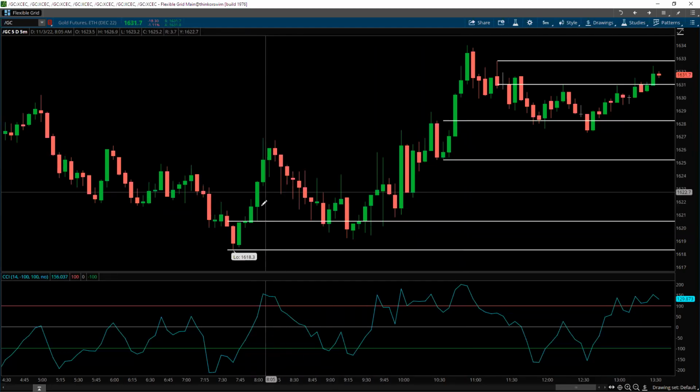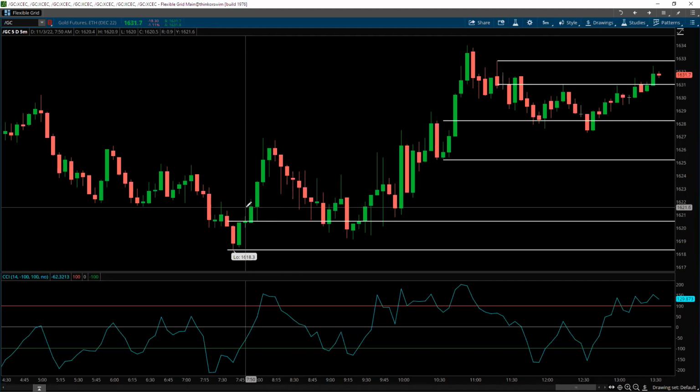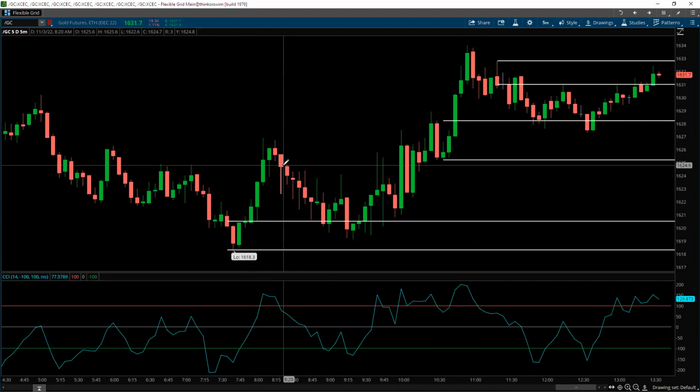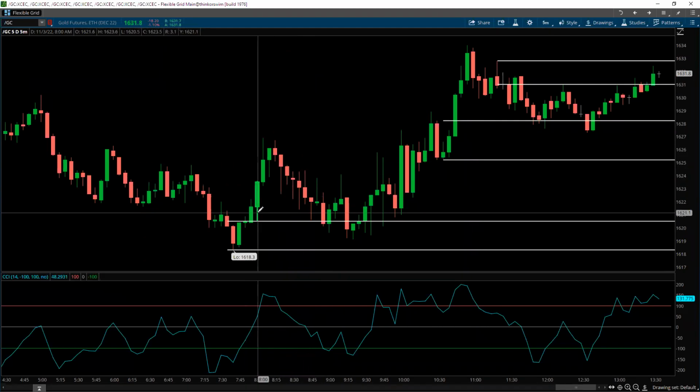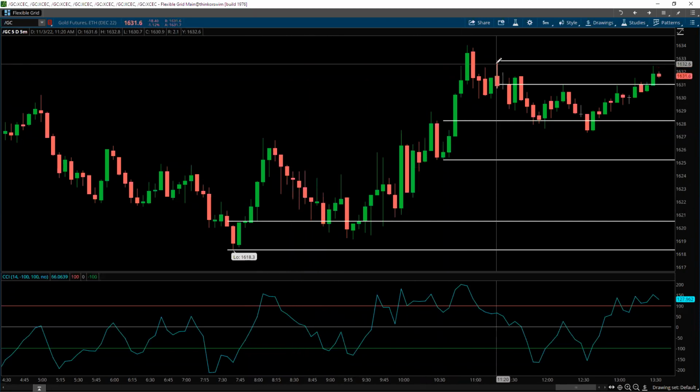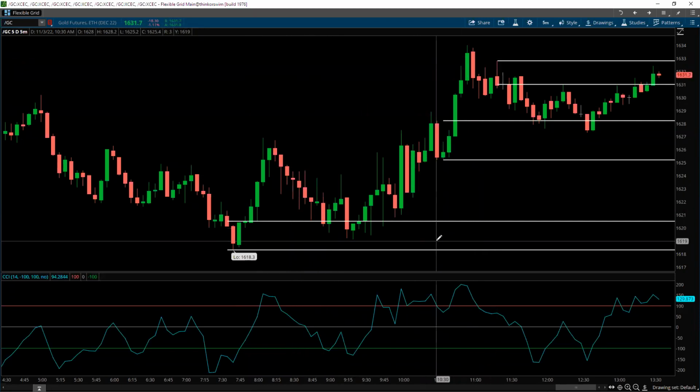So how does this work? We may be on the long side here, and we're looking for a move up. This trader shorts here. We're on the long side, they're on the short side. As we go down, we're losing. They cover their position here, and we're still long, and we get out up here, say. So we can be on different sides of the market and both be profitable.